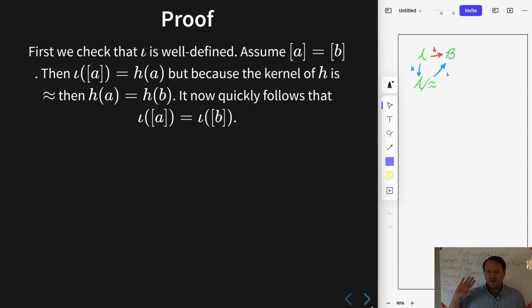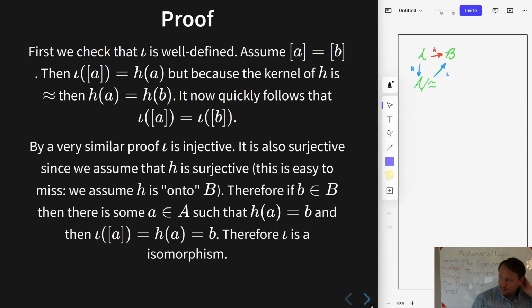By definition of iota, iota of the class of a just is H of a, and here's where the fact that the congruence relation that we're using is the kernel of H comes in. Because that is the kernel of H, that guarantees that since the class of a equals the class of b, therefore H of a equals H of b. That's the important step. And then from there, everything else is immediate, right? Because, of course, H of b equals iota of the class of b, and then you chain those equalities together and we're done.